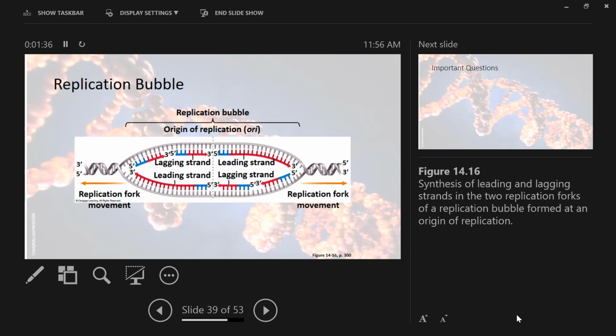Now keep in mind, in any replication event, you get what's called a replication bubble with two forks, one on either side of the bubble. Each fork has both a leading strand, where you have continuous replication, and a lagging strand, where you have discontinuous replication. Therefore, we refer to replication as being semi-discontinuous: both continuous and discontinuous. Just in the same way that semi-conservative is part old, part new. Does this make sense? Okay, cool.